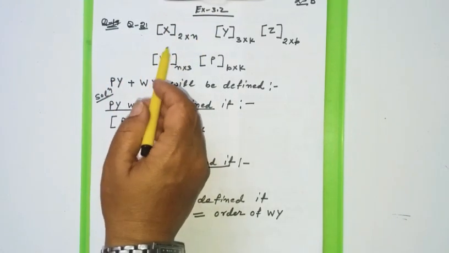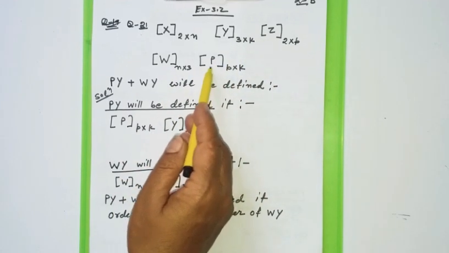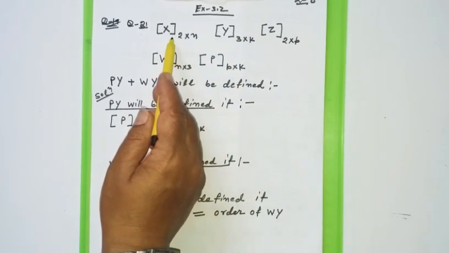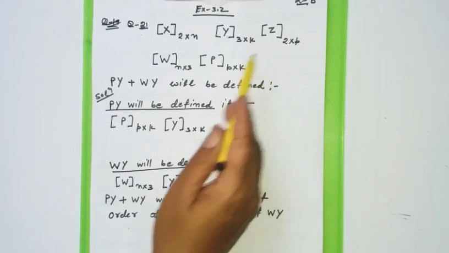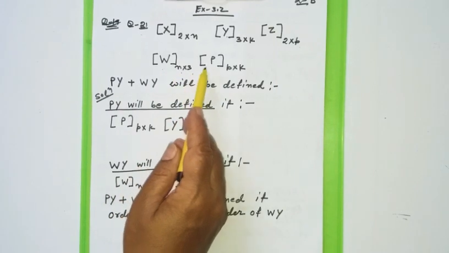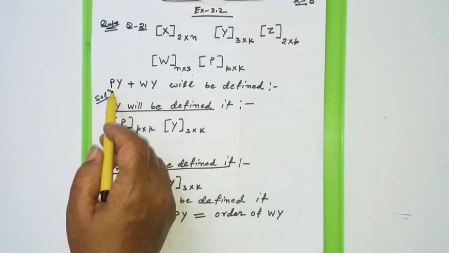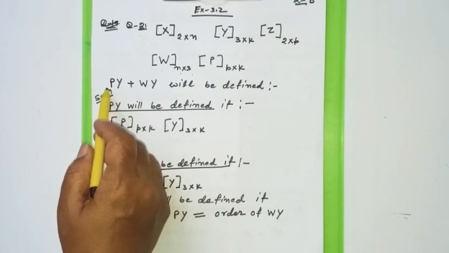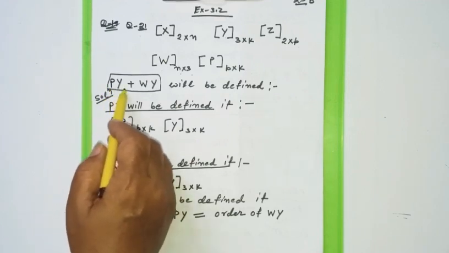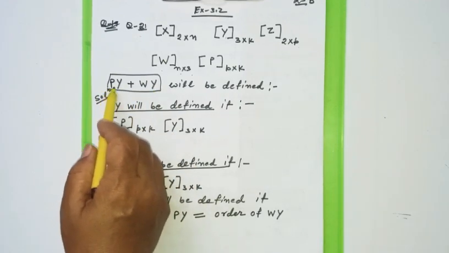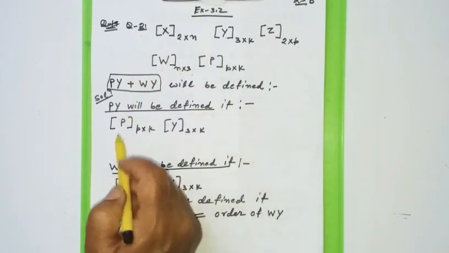Here you are given 5 matrices X, Y, Z, W and P, and their orders are given. The order of X is 2 cross n, order of Y is 3 cross k, Z is 2 cross p, W is n cross 3 and P is p cross k. Now the question is that if this operation is defined on the matrices PY plus WY, then what is the restriction on these orders?